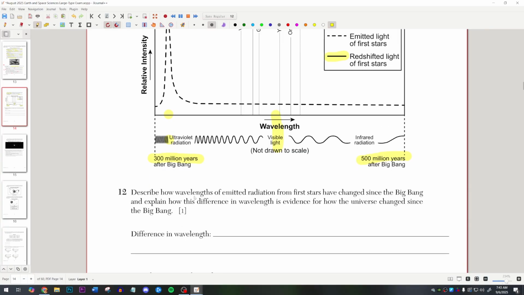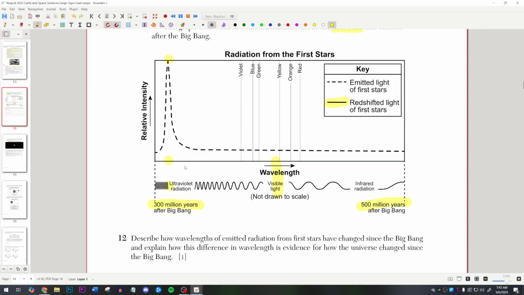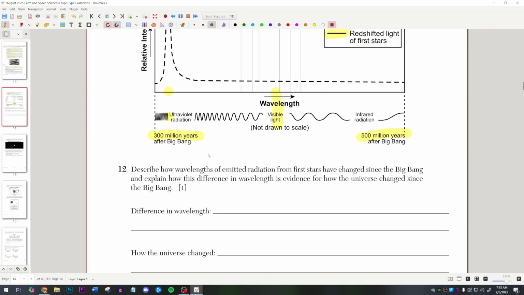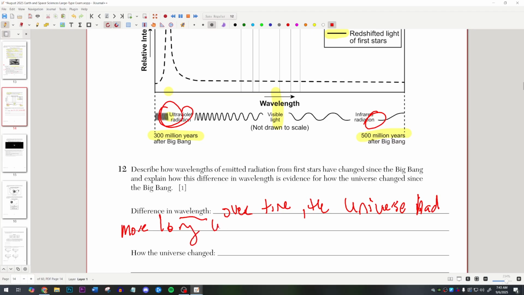So, describe how the wavelengths of emitted radiation have changed since the Big Bang. Okay, so look at the emitted radiation here. Difference in wavelength. So this was all short waves, and this is long wave. That's where it's going with this. Over time, the universe had more long wavelengths.